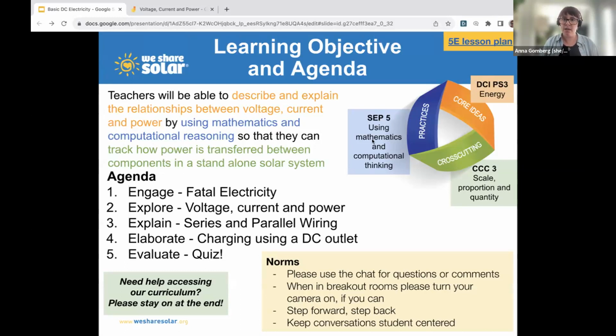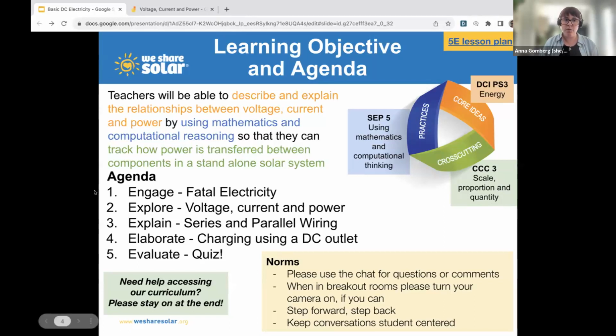This one, everybody's favorite. I mean, I love trying to teach as much math as possible in a way that's fun. Using mathematics and computational thinking, SCP-5, and then scale, proportion, and quantity is the cross-cutting concept that best fits.